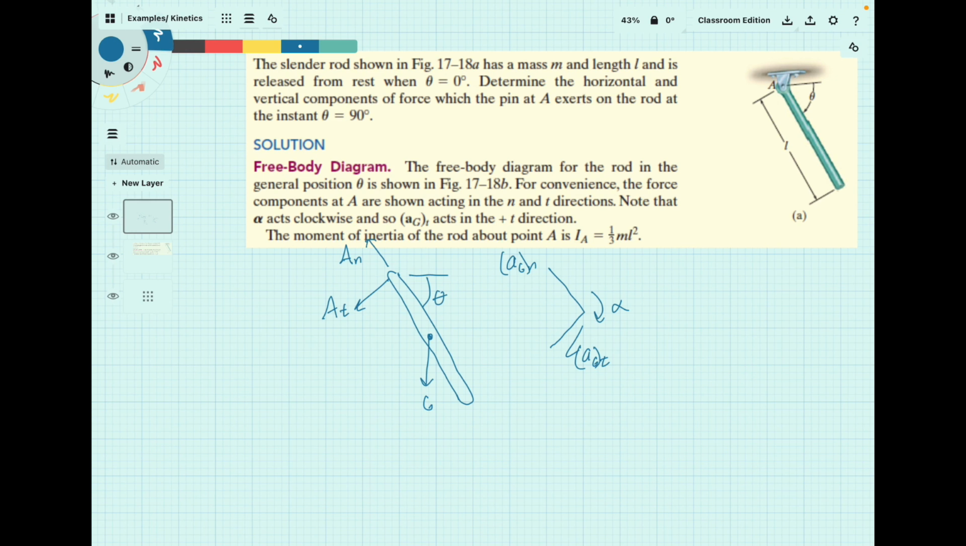Okay, here we have a problem that's not too dissimilar to the previous problem. However, in the previous problem, you were given enough conditions at its current state to solve for the rest of the information at its current state. In this one, you're given that it's released from rest when theta is equal to 0, and it wants you to find reactions when theta is equal to 90. In other words, when the bar is hanging vertically in space.